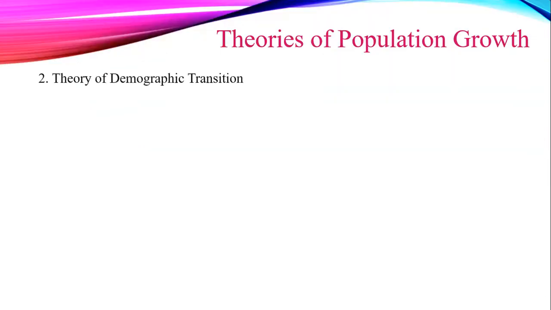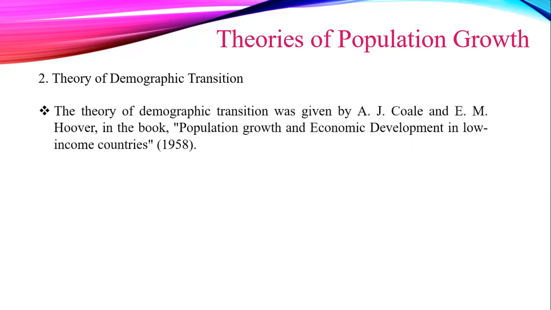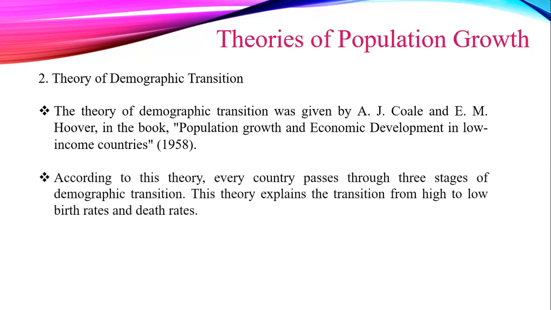Now, theory of demographic transition. What do you mean by the theory of demographic transition, students? The theory of demographic transition was given by A.J. Cole and E.M. Hoover in the book Population Growth and Economic Development in Low-Income Countries, 1958. According to this theory, every country passes through 3 stages of demographic transition, and this theory explains the transition from high to low birth rates and death rates.